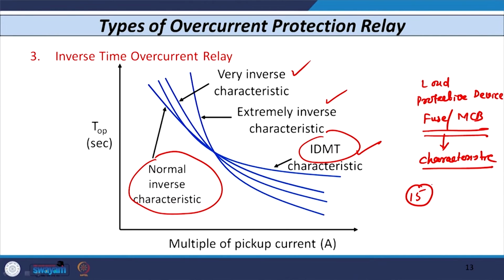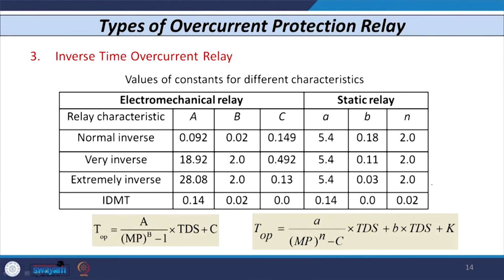If I consider the digital relay, then a total of 15 types of characteristic are provided, starting from normal inverse, very inverse, extremely inverse, rarely inverse, standard inverse, medium inverse and so on. Depending upon the application and requirement, you can select a specific type of characteristic. So, if I consider the inverse time over current relay, as I told you earlier, by adjusting or selecting the several constants, we can obtain each and every type of characteristic.